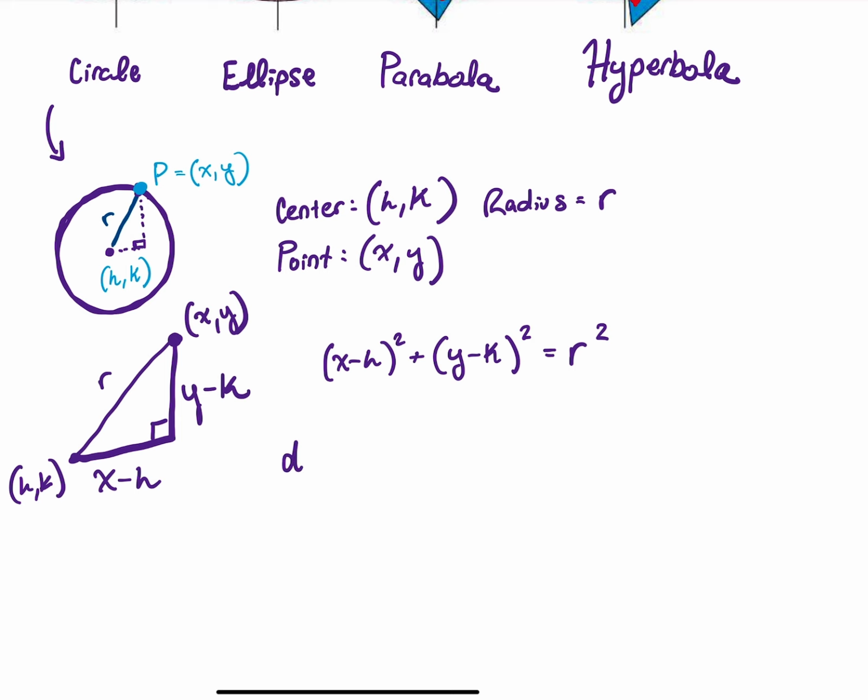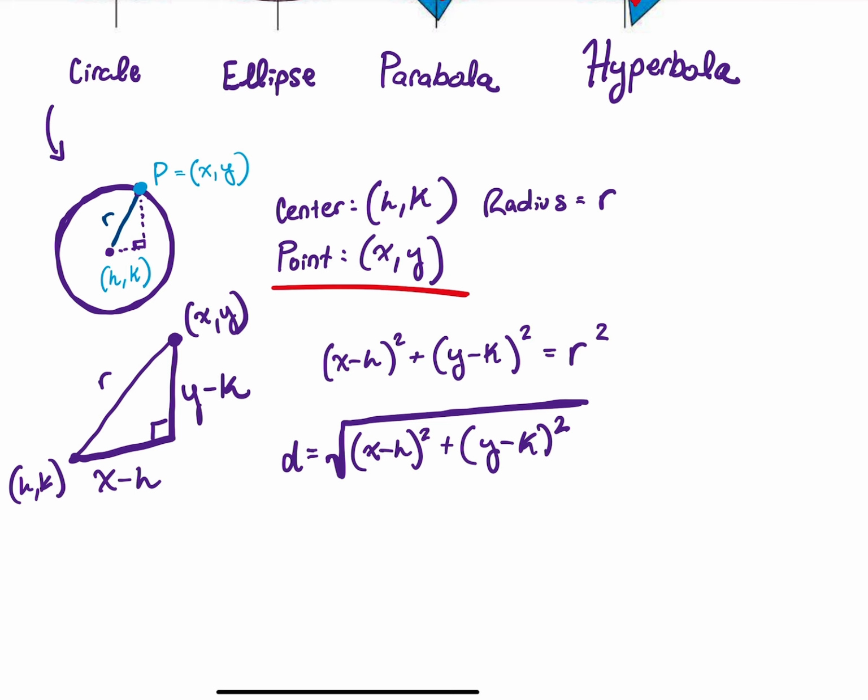And usually we would say distance is equal to the square root of x2 minus x1 squared plus y2 minus y1 squared. In this case, it's x minus h squared plus y minus k squared. Same thing really, we're just taking the square root of both sides. But that gives us another perspective of the equation of the circle as all points x, y that are some constant distance away from a center point. And that's built into our definition.